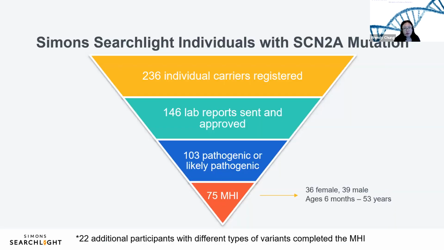So as we started this, we have a large number of individuals who are registered, 236 individuals. Some of those are not necessarily the individuals themselves or a parent of someone with SCN2A, but it might be a relative, someone else in the family who's interested and wants to be kept up to date with newsletters or information about webinars. But of those 236, 146 individuals provided their genetic testing lab report.